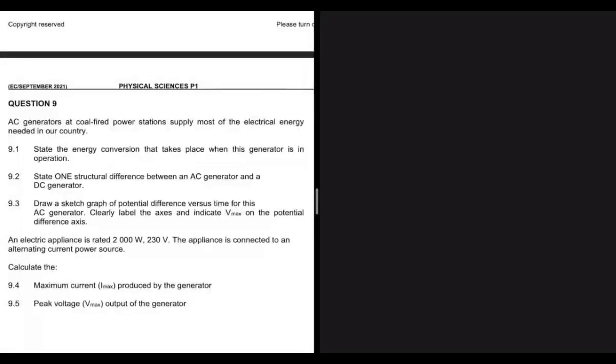AC generators at coal-fired power stations supply most of the electrical energy needed in our country. True. And then 9.1 says, state the energy conversion that takes place when this generator is in operation.